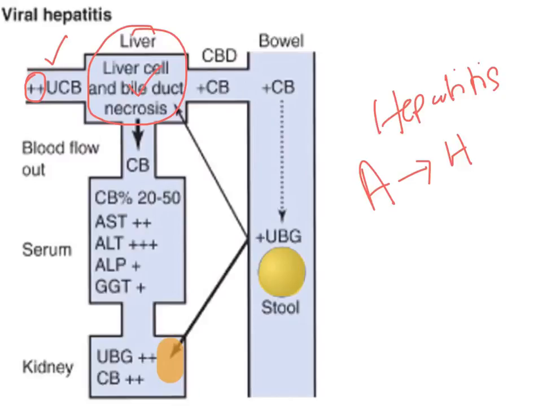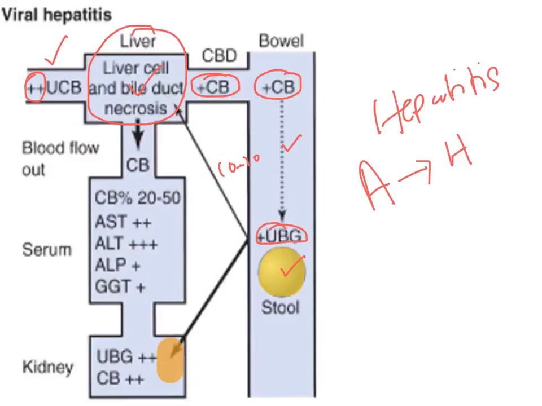Now whatever conjugation is going on in the inflamed hepatocyte, that is coming into the common bile duct, and from there it is getting into the intestine. In that intestine, bacteria are going to act on that, and you get 1 plus urobilinogen. And 80 to 90% of it is getting into the stool, and you get a normal colored stool in hepatic jaundice.